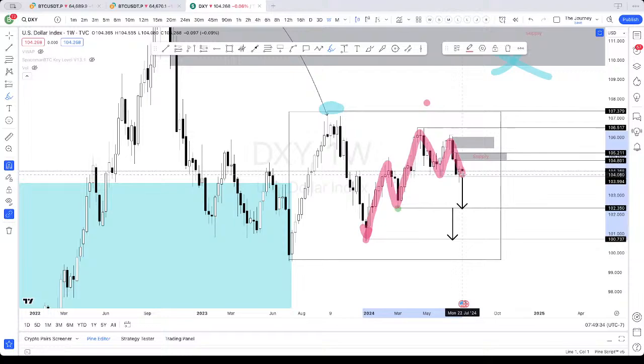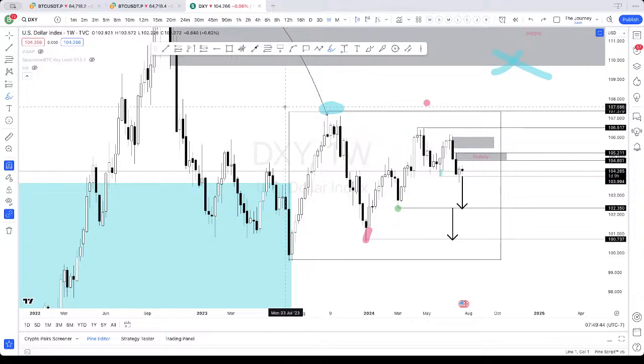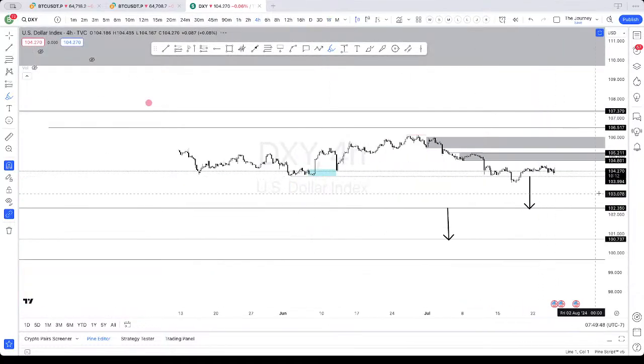It's kind of an internal low, though. Interesting. Well, that's looking way too much into the future.